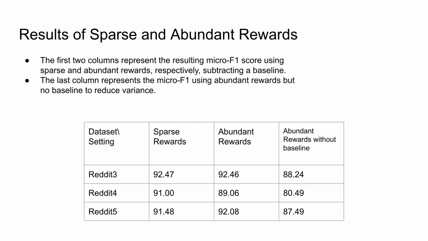The first 2 columns represent the resulting micro F1 score using sparse and abundant rewards, respectively, subtracting a baseline. The last column represents the micro F1 using abundant reward, but no baseline to reduce variance. Here we can see that the impact of the variance of the GNN is huge, since after we include a baseline, the performance improvement is huge.